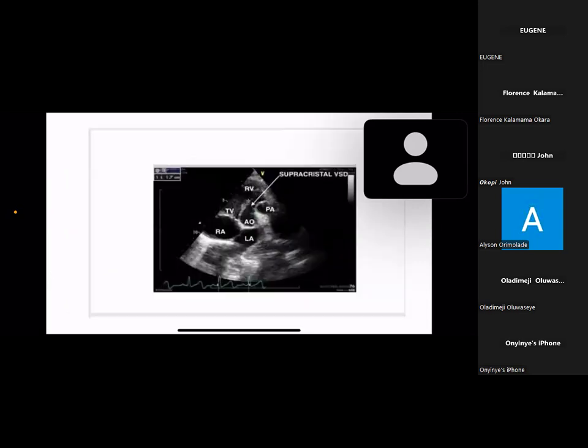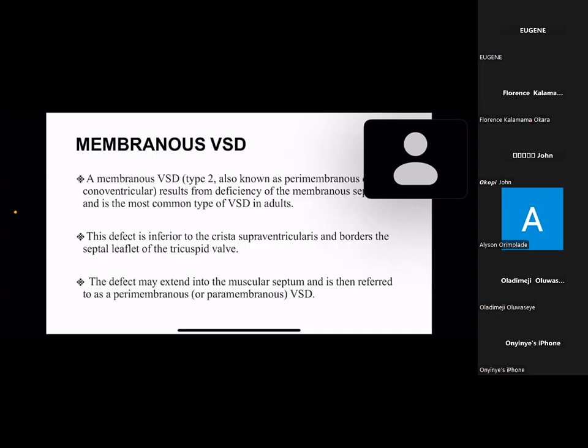This is the parasternal short axis view showing where the supracristal VSD is. It's important to note that in this short axis view, the supracristal VSD is closer to the pulmonary valve than the tricuspid valve. The other type of VSD noted is the membranous VSD.